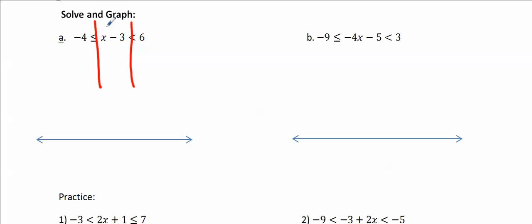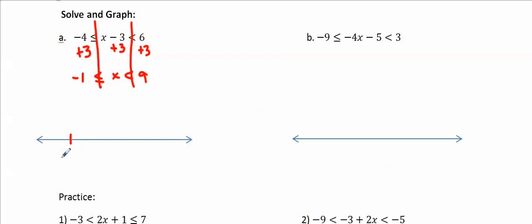Okay, I'm trying to get x by itself. It's x minus 3, so I'm going to add 3 to the middle here. Now because it's 2 separate equations, whatever I do to the middle, I have to do to both sides. So it's -4 plus 3 is -1. The x stays in the middle. My sign doesn't change. 6 plus 3 is 9. So we got -1 less than or equal to x is less than 9. Okay, so now I've got an inequality that I can graph.